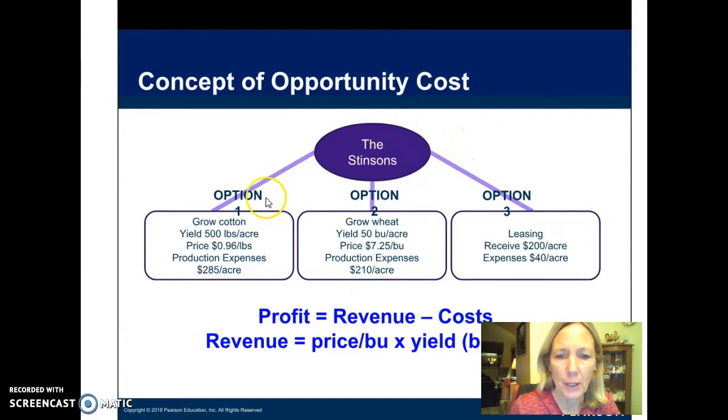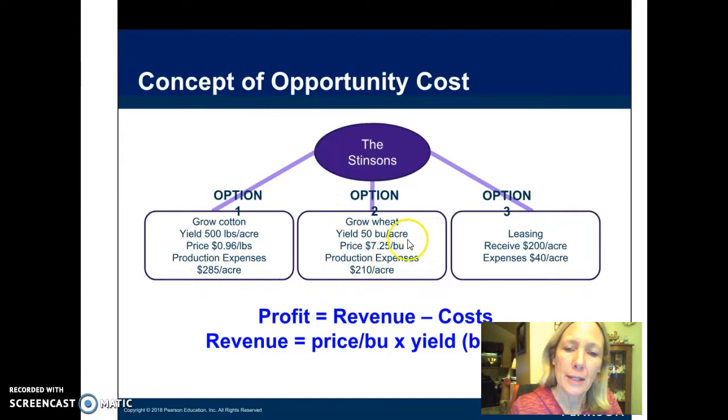So I know you can read as well as I can. So you can look at these three options. The family is the Stinsons, not the Simpsons. You can grow cotton, which will yield 500 pounds an acre, and you get 96 cents a pound, and your production expenses are $285 an acre. So you could figure out how much profit you can make, right? 500 times 96 cents a pound is going to give you revenue, money coming in, and your expenses are $285 an acre.